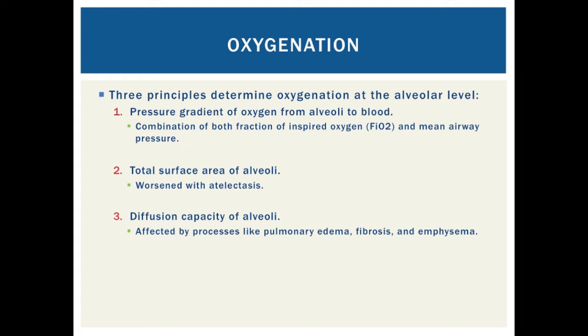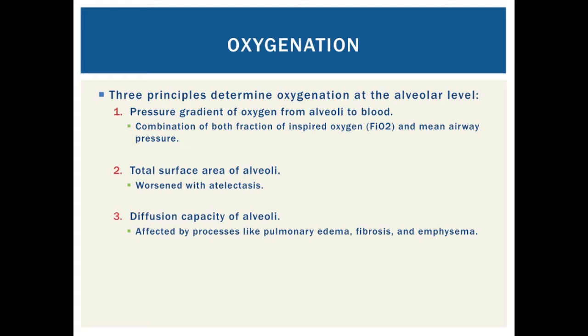The only difference is that as you climb up the mountain, the barometric pressure decreases. So I think it's between 200 or 250 torr on Mount Everest. So the idea is 21% of 760, that's what we are at sea level, is a lot higher than 21% of 200. So in those cases, it's not just the fraction, it's not just the percentage, but it's also the mean airway pressure. This is basically the pressure gradient. How much of a gradient or pressure is there to go from the alveoli to the blood?